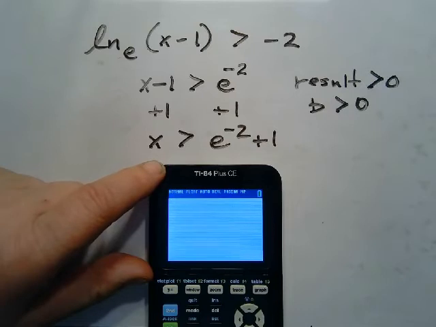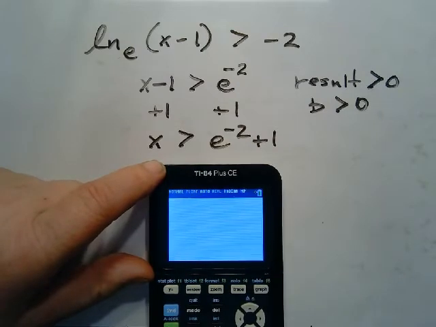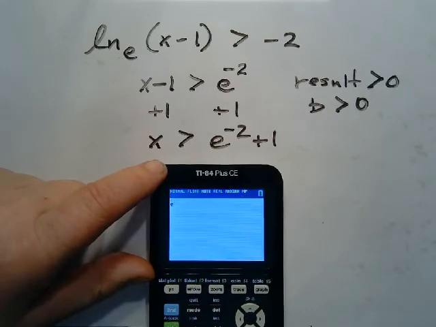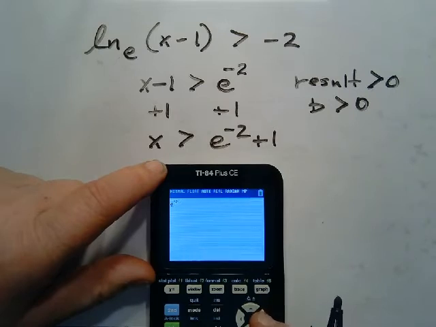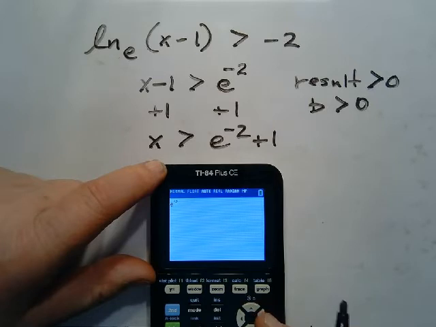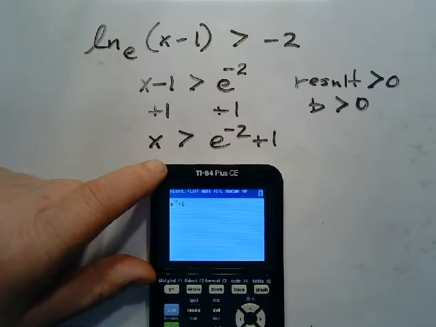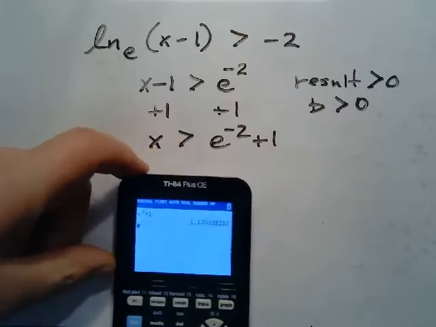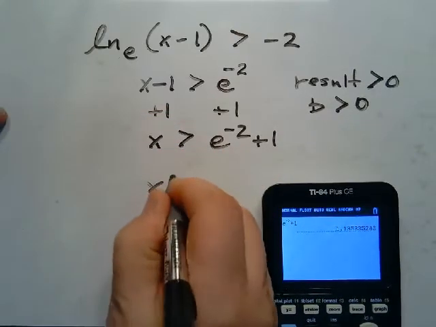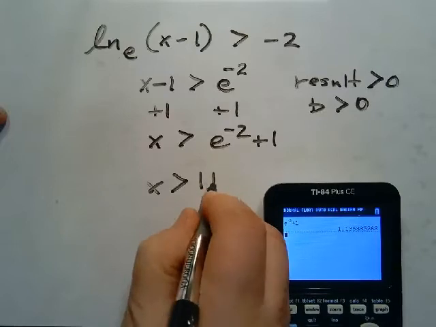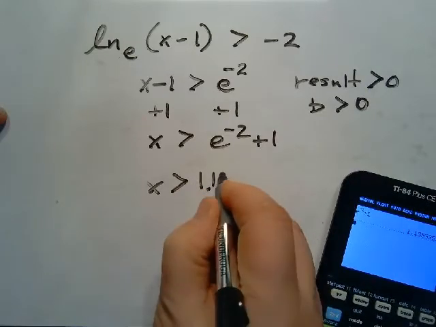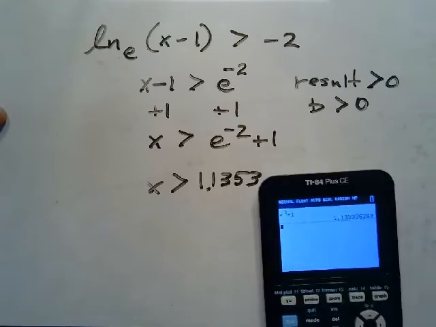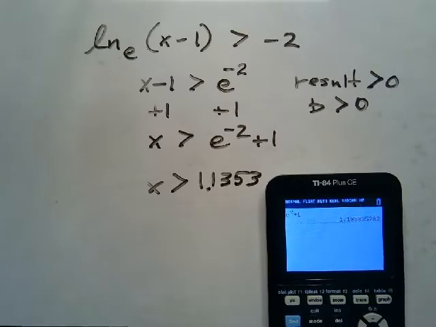All right, I'm going to use the e to the x key here again. So second ln, and we're going to put in negative 2. I'm making sure I'm using the negative button there, not the subtraction button. Got to get out from the exponent there, so I hit the right arrow to arrow out of that. Plus 1, and I end up with x is greater than 1.1353.